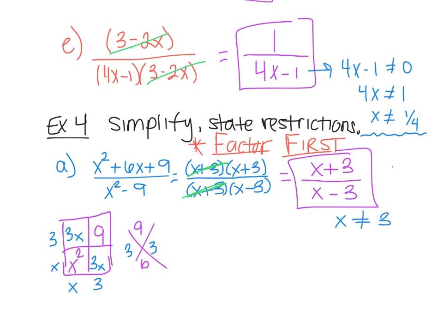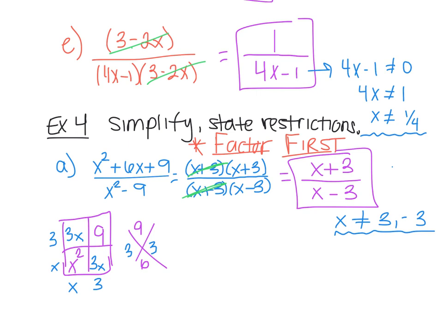And there's another one. Even though we canceled this factor out, I still have to use it when I'm thinking of my restrictions because it was originally a part of my original expression. So if x equals negative 3, this would be 0. So x cannot equal 3 or negative 3. So those are our restrictions on x.